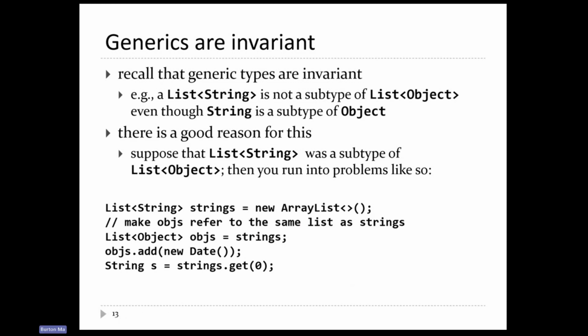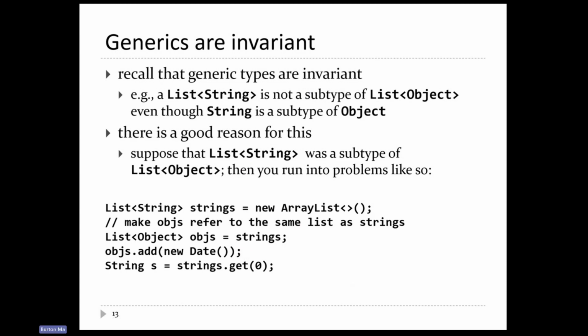So suppose that list of string was a subtype of list of object. Then you can make a list of strings, and you can store a reference to that list in a list of objects. Now, as far as the compiler is concerned, OBJS is a list of object. What can you store in a list of object? You can store anything that you want in a list of object. So you could make a date object and store that in the list. This would compile if list of string was a subtype of list of object.